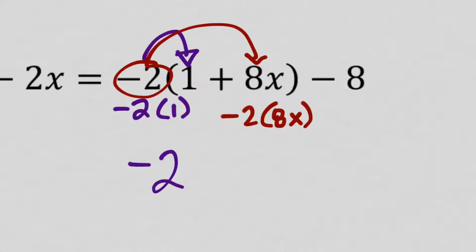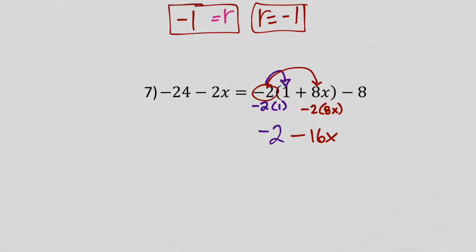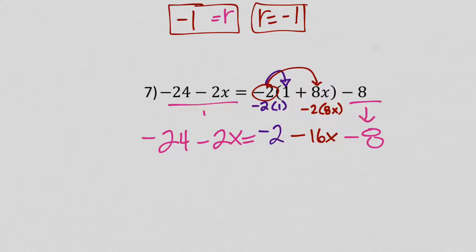is going to give me a minus 16x. Bring down the minus 8 and the rest. So I'm just bringing it down. Negative 24 minus 2x. So whatever's in pink is what I already had and I just brought down.